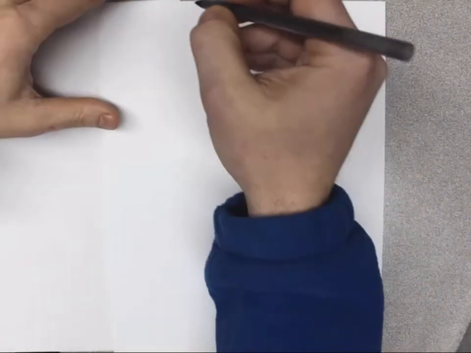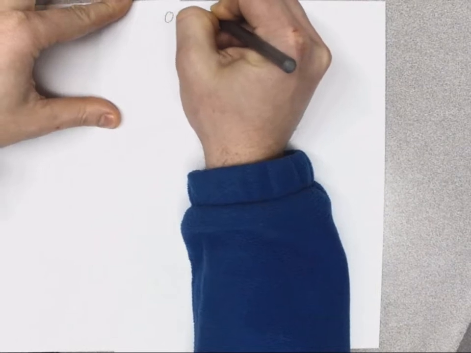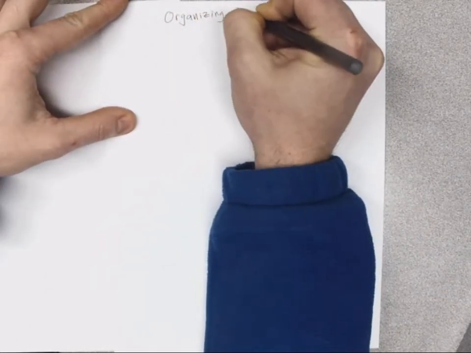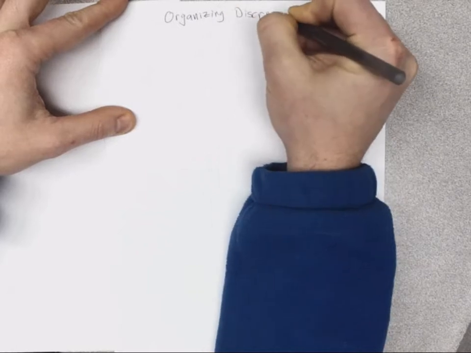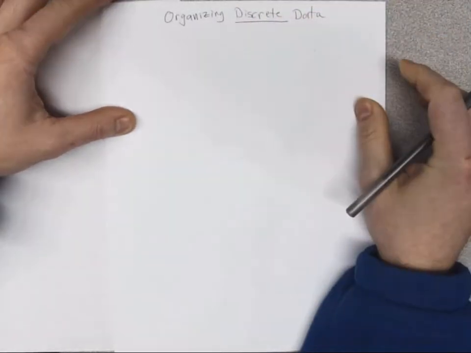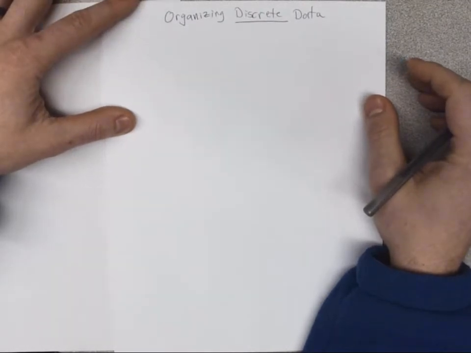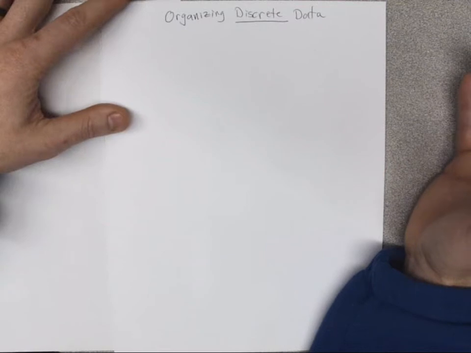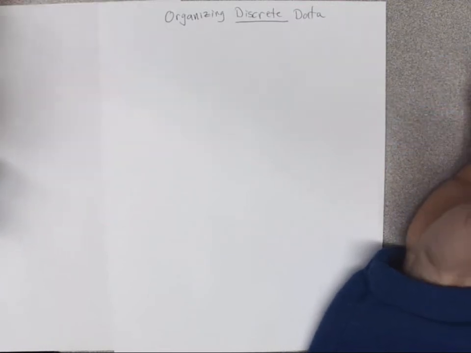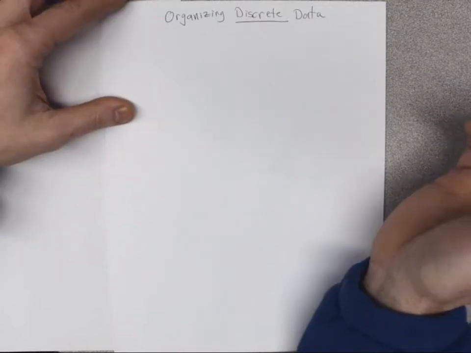We're going to talk about organizing discrete data. And discrete is the key word there. Later on, we'll learn about organizing continuous data. And really, what we want to do is take this discrete data that we have and put it in some type of useful form, so that way we have something useful to work with.